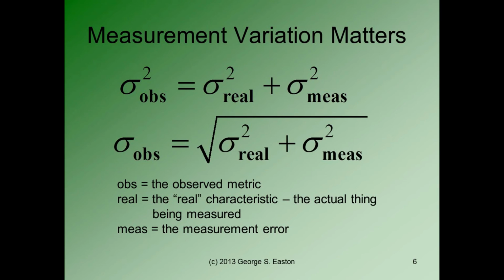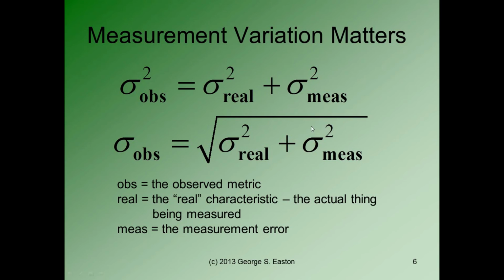And we, of course, can rewrite this in terms of standard deviations because variances in general are difficult to interpret. When we take the square root of both sides, we get that the standard deviation that we observe, the number that we're going to plot on that chart for individuals, is going to be the square root of the sum of the variances, where the first variance is the variance of the characteristic that we care about, and the second is the variance of our measuring instrument.